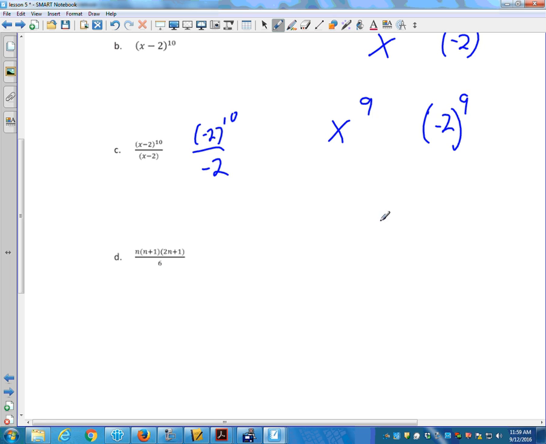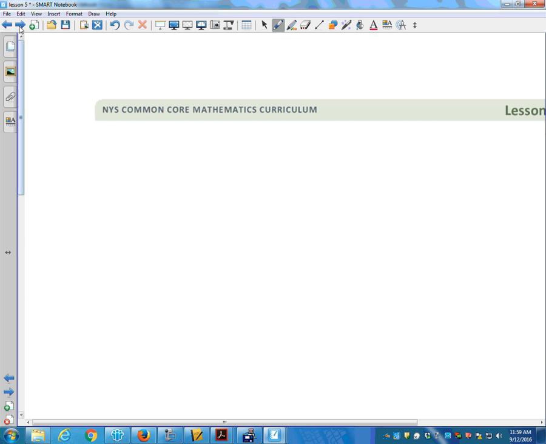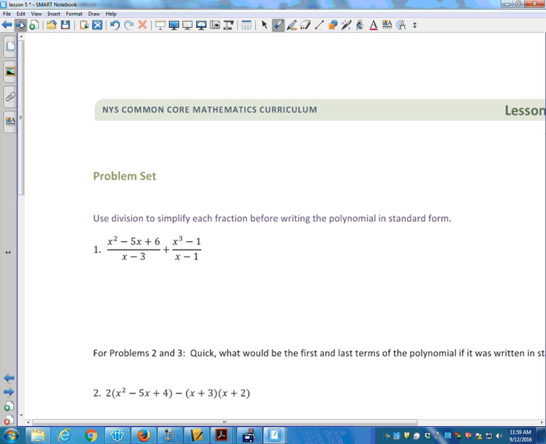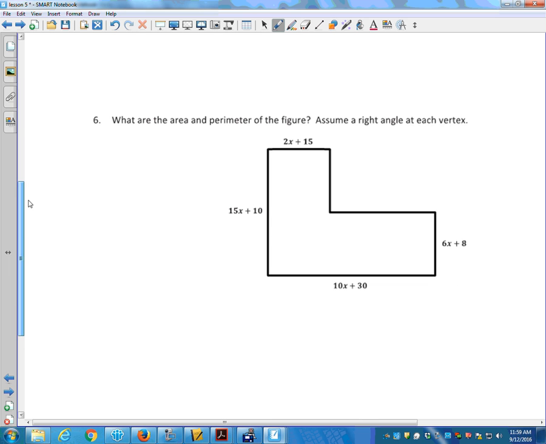And then finally, this one here, your numerator would be n times 2n to the 3rd over 6, because there's a 6 in the denominator. And the last term would be 1 times 1 over 6. So the first and last term thing, that should be a little bit easier for you. Hopefully save some time. And then the homework is 1 through 6.